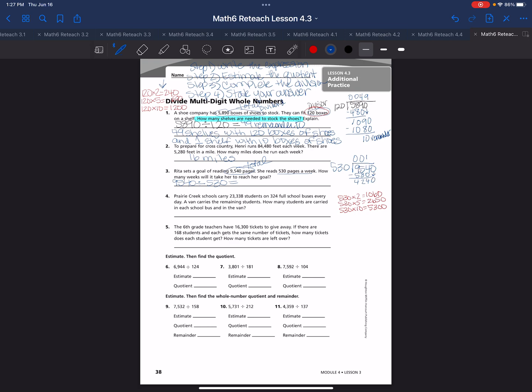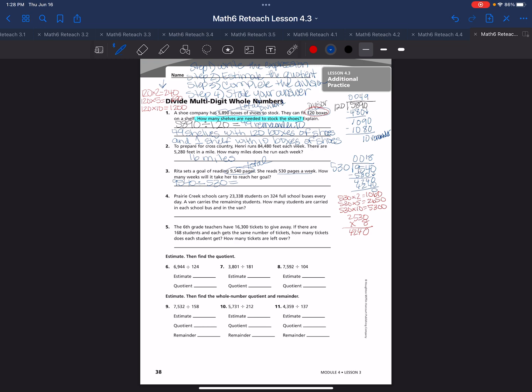Can 530 go into 4,240? Well, I know it's going to be between 5 and 10. So let me go ahead and try 530 times 8 to see if that's a good one. 8 times 0 is 0. 8 times 3 is 24. And 8 times 5 is 40 plus 2. Oh, good. That works out evenly. So I have no remainder.